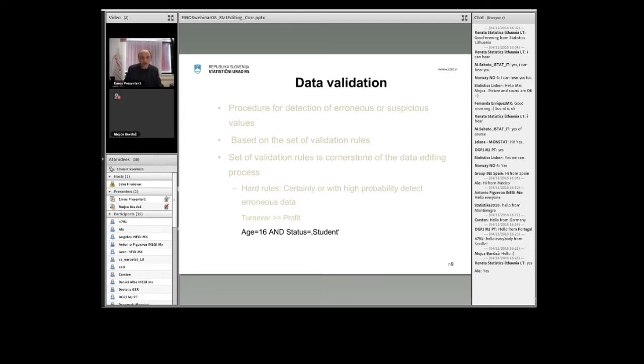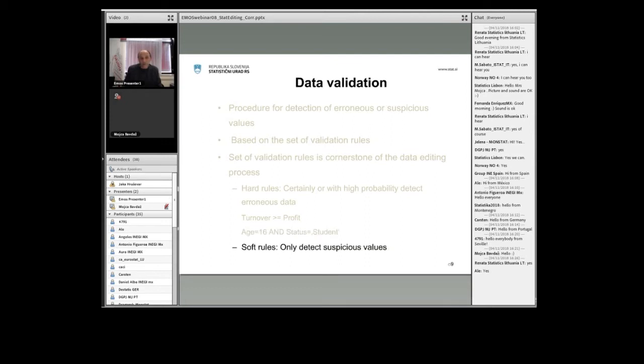This denotes an error. Well, is this a hard or soft rule? Sometimes this situation could be correct, but it's very improbable, at least in Slovenia. In Slovenia, a student usually starts at 19 or at least mostly at 18, but very, very rarely do you find someone who is 16 and a student. So this is not 100%, but with high probability this will detect an error in your data. But I will still put it in the hard rules.